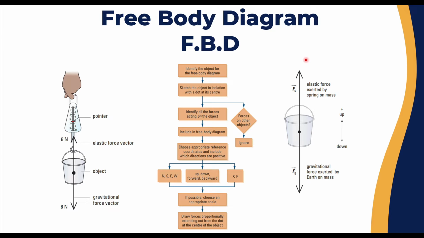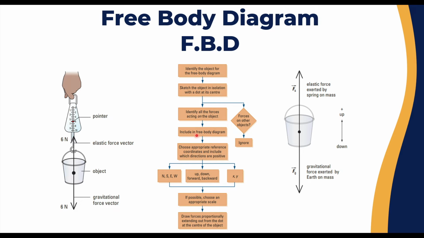If you want to follow a certain order on how to apply the free body diagram, firstly, you identify the object that you need to do a free body diagram for. In this case, we need to do the bucket. In another case, maybe it is the scale. So you need to know which object you are looking at to be able to isolate it. You sketch the object in isolation with a dot at its center. You identify all the forces acting on the object. You ignore all the forces acting on other objects.